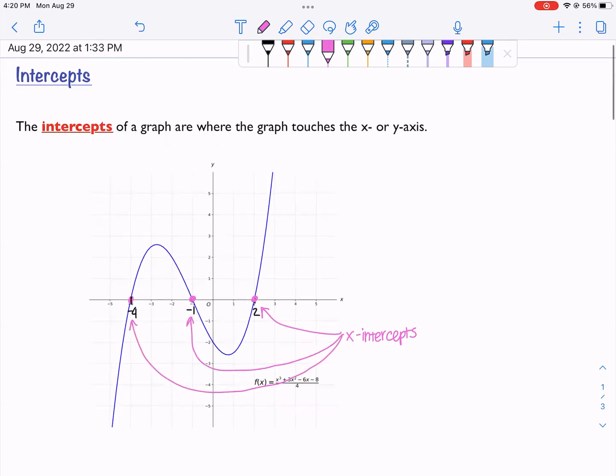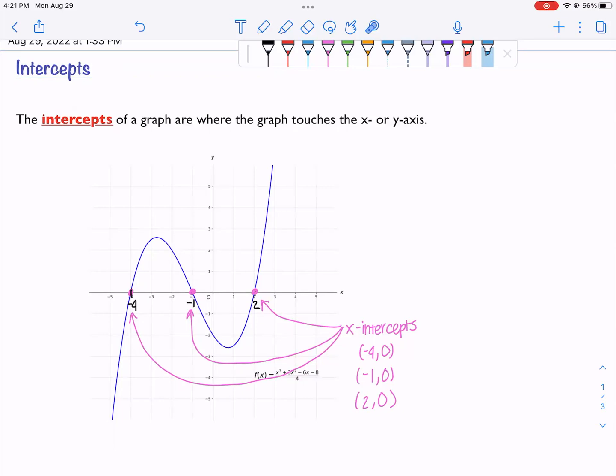If you notice the coordinate points for the places where there are x-intercepts, you have the points -4, 0, -1, 0, and 2, 0. So in every case, the y-coordinate is 0. And that's just true of x-intercepts. That's one way you could define an x-intercept: where the y-coordinate's value is 0. To lie on the x-axis, you need to have a y-coordinate of 0.